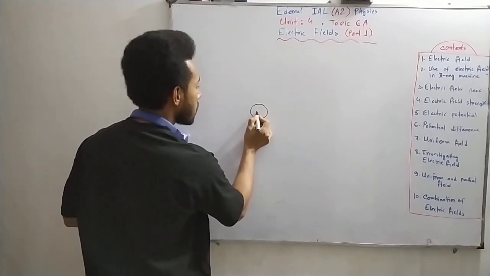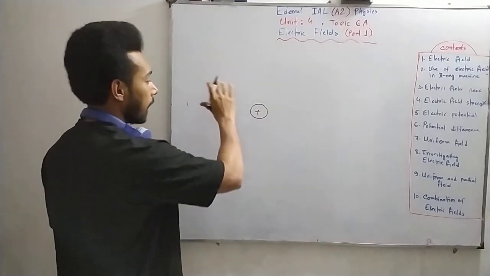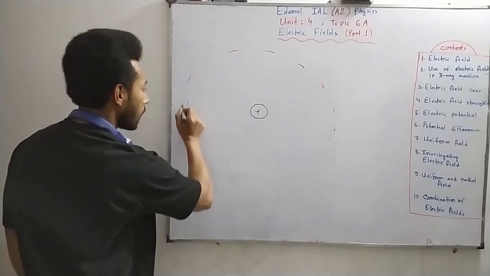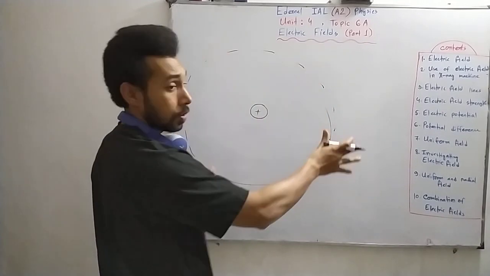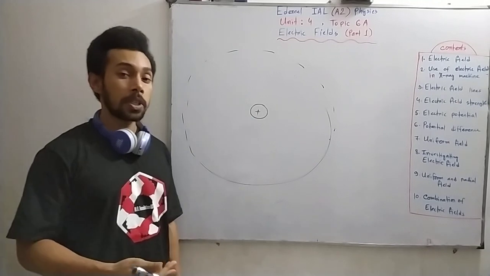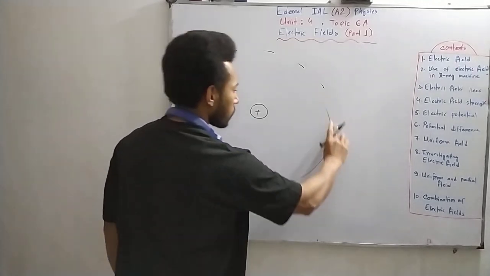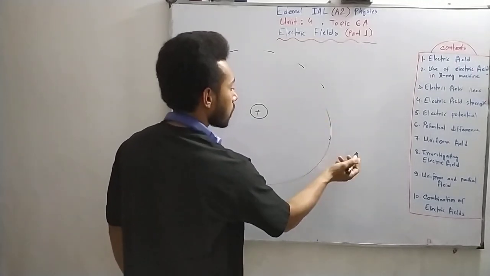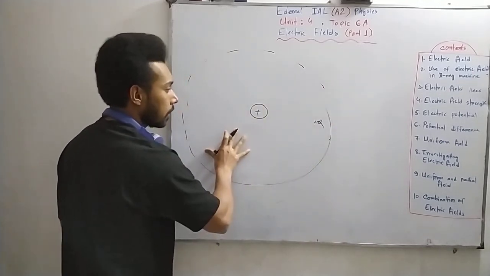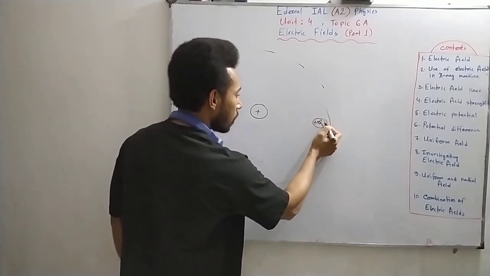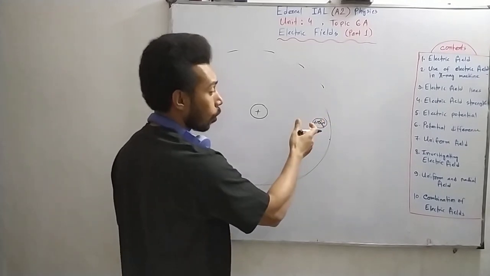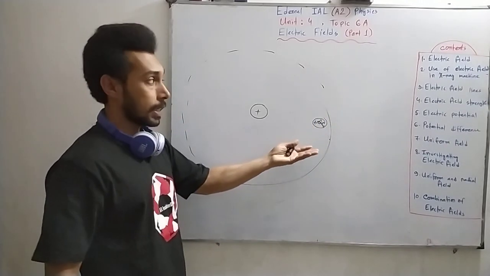Like this, if we have a charged particle or a charged object, there will be a volume of space or region of space around it within which another charged particle will experience a force. Suppose you have brought a plus q coulomb charge within this field, then this q coulomb charged particle will experience a force. That's why it will be accelerated.